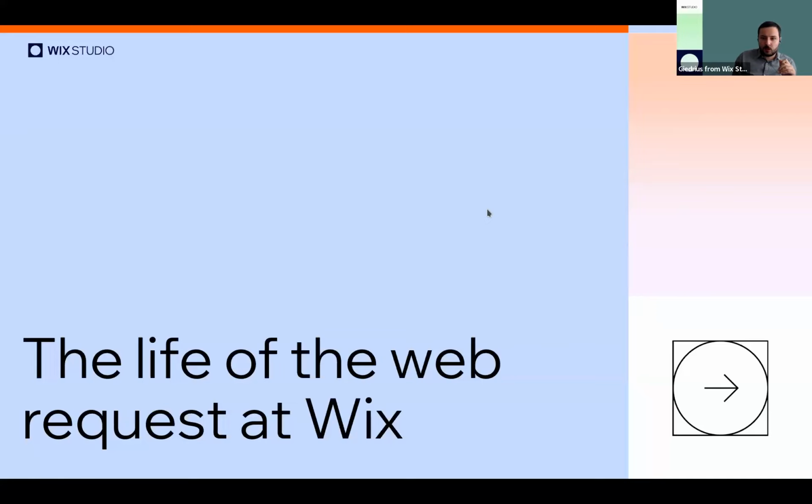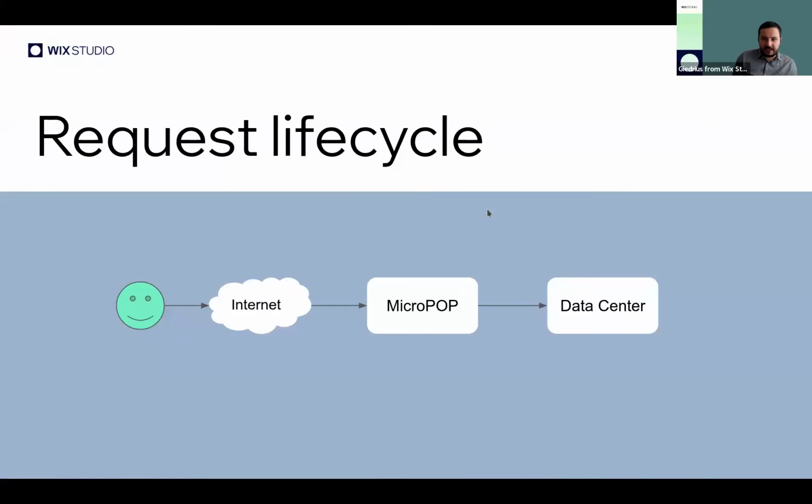Whenever a user visits the site, the user goes through the internet and reaches our first data center, which we call micro points of presence, and then goes to our main data center. This architecture may sound weird: why does Wix need two types of data centers? The main data center has all of your data. This is where Wix Data lives, where our database is. These data centers are in legally and otherwise safe locations.